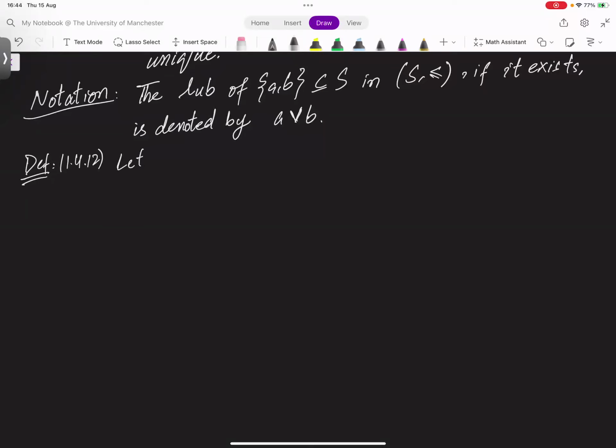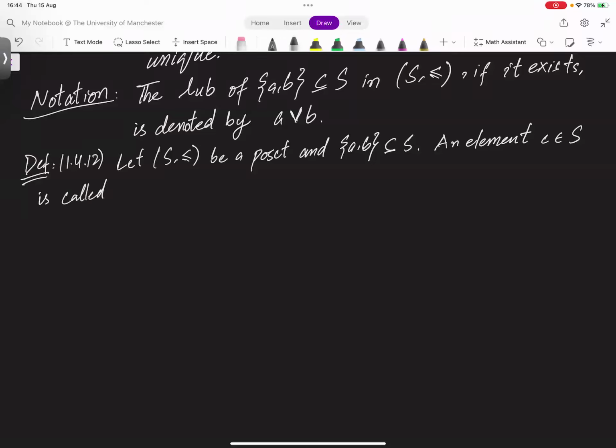It says that we have a partially ordered set, poset, and we have a subset of S. An element C of S is called a lower bound of this set A, B, if we have C is less than or equal to A and C is less than or equal to B.